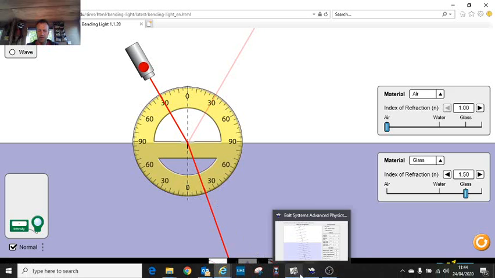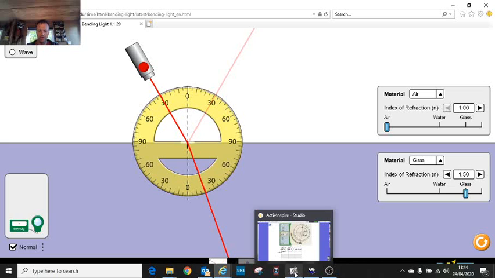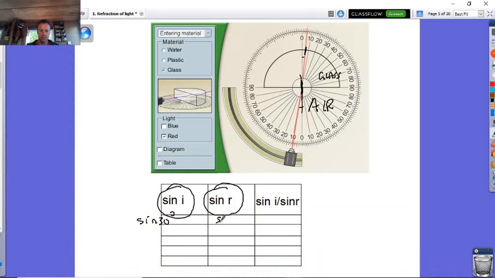So then I thought I'd go back here, back to my result sheet, and that's going to be sine, I'm going to call it 19 degrees. Now, I'll leave you to do it. You can then work out sine 30 divided by sine 19 degrees. Now, you'll find that roughly equals 1.5.